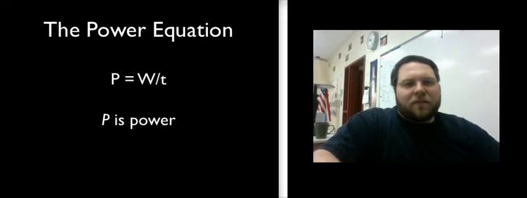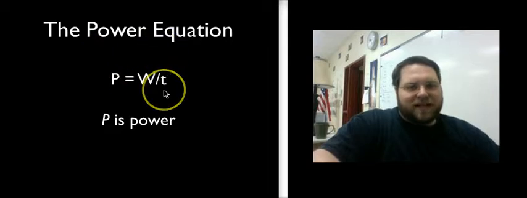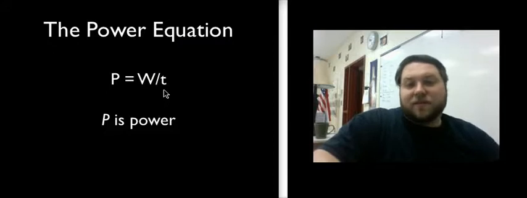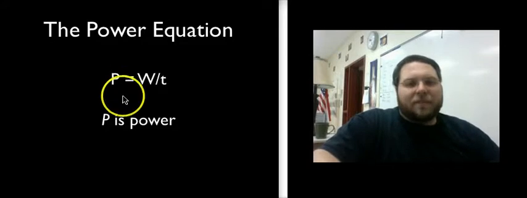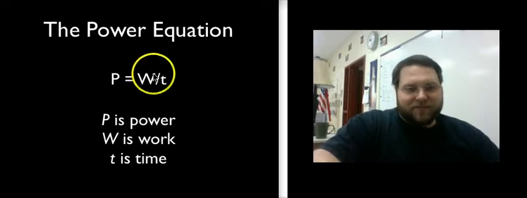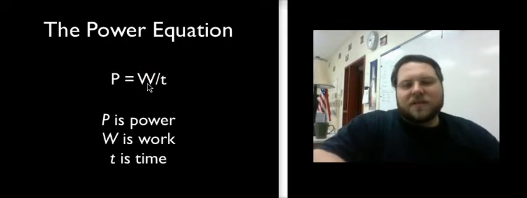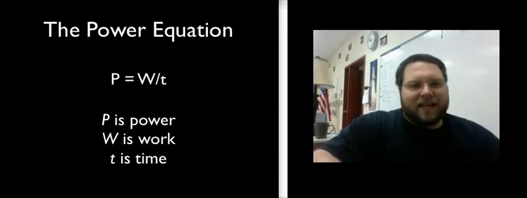All right. With the power equation, we say that power is equal to work divided by time. And pay close attention here because there's something that's going to get really confusing in a second. P is power, W is work, and T is time. So to calculate the power being used by an object is just the amount of work done divided by how long it took to do it. So again, power is work divided by time.